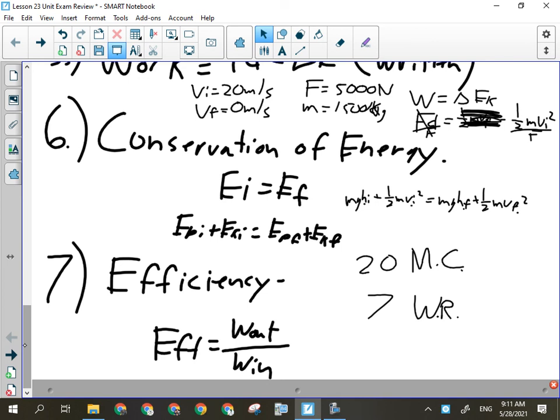And then a couple of things about work and energy, okay, in the multiple choice. Again, not calculations, just understanding, okay, situational stuff.